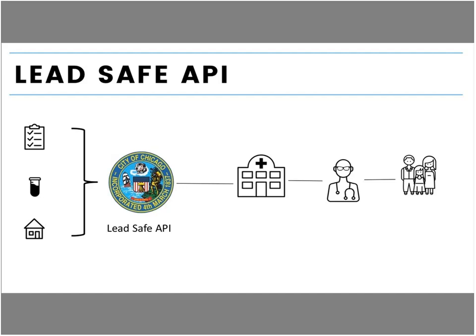The model is being developed for local hospitals. So when an infant is carried into a hospital, that electronic medical record gets sent to the city of Chicago, and we're able to give a prediction: we think that this child is very likely to have elevated lead levels. There should be a conversation with the parent to make them aware of the risk.